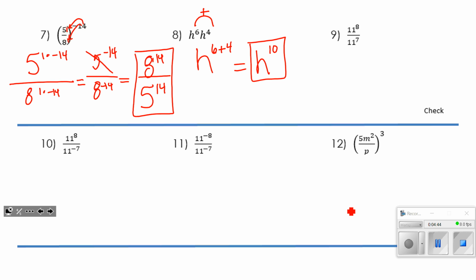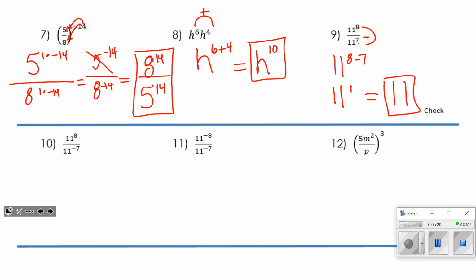Number 9, 11 to the 8th power divided by 11 to the 7th power. It is a division problem, so we are going to subtract. So we will draw our sideways smiley face. Keep the base and subtract the exponent. 8 minus 7. 8 minus 7 is 1. So 11 to the first power, or you could just have 11. Either way, it is correct.